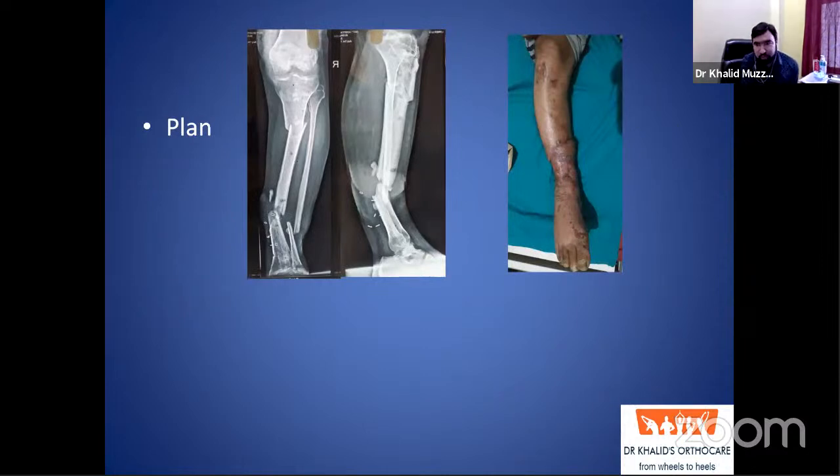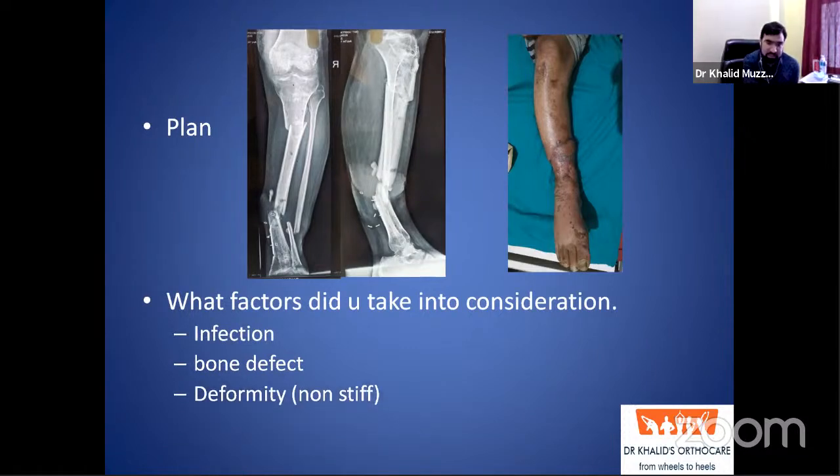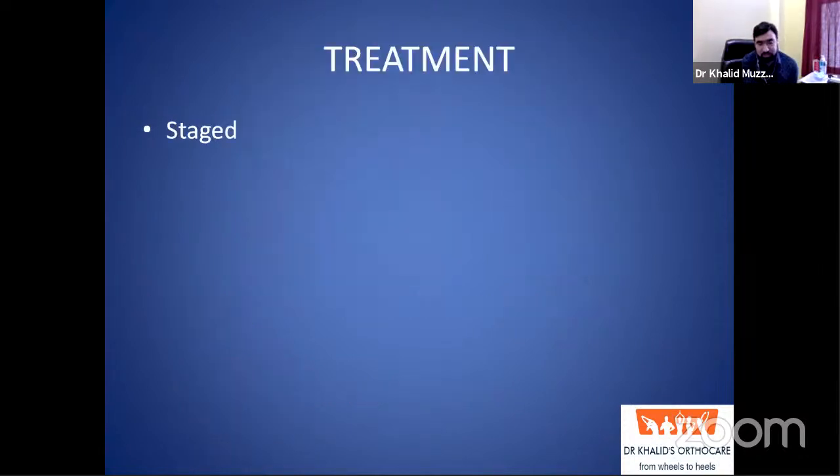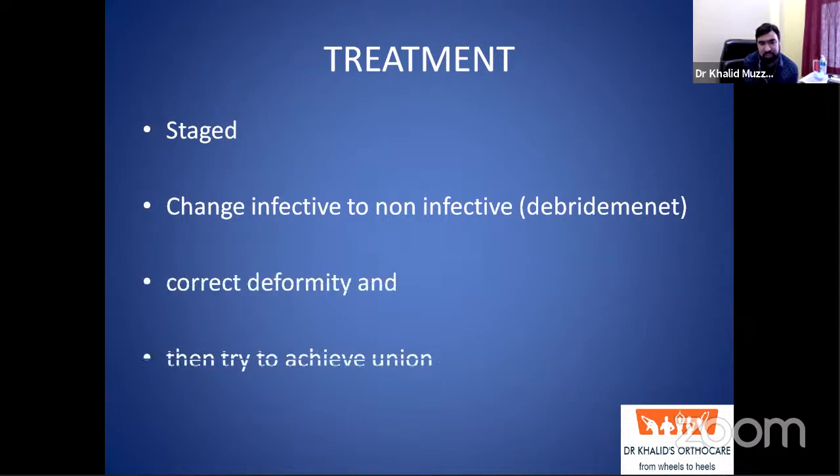I hope when you plan for this patient, you have considered infection, bone defect, whether present or absent, deformity, whether it is stiff or non-stiff, comorbidities, and his affordability, whether he can afford treatment or not. For him, the treatment is staged. We change it from infective to non-infective. So we do a debridement, correct the deformity, and then try to achieve union, or do all these things simultaneously.